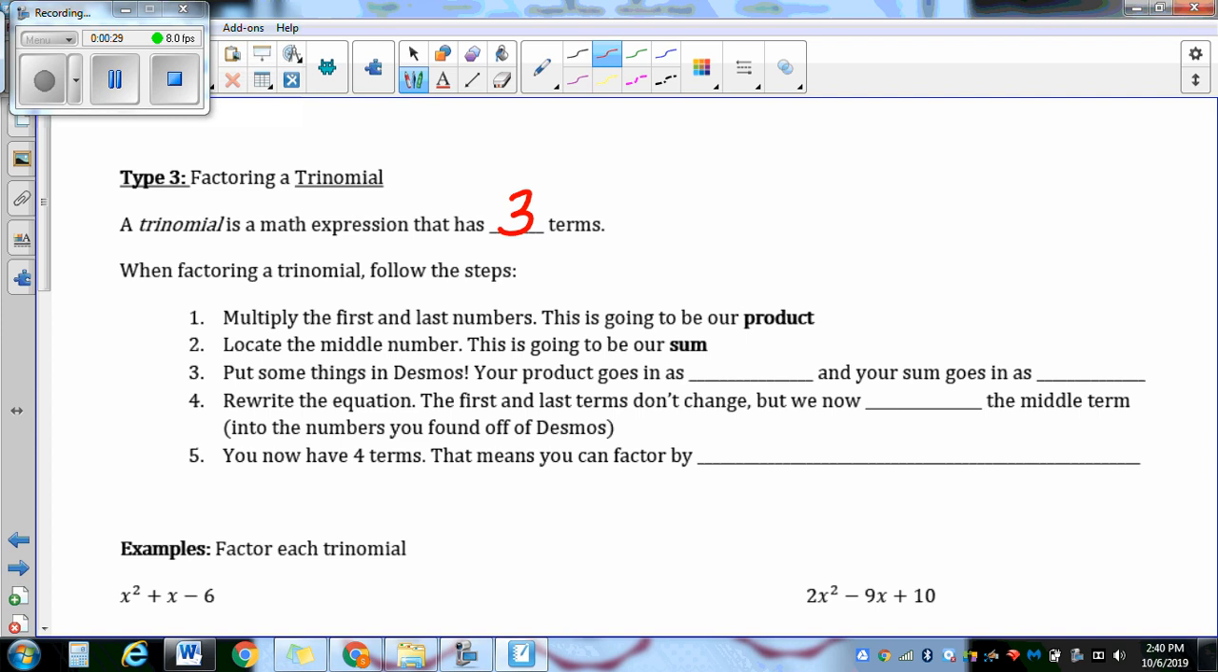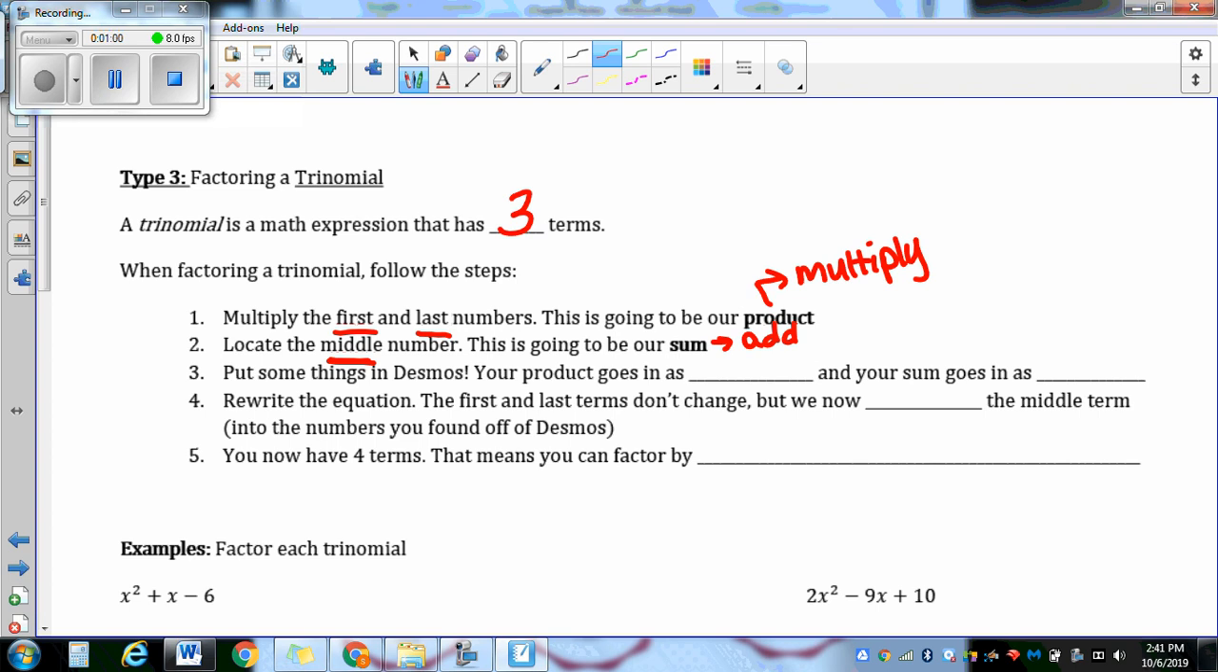So when you're factoring a trinomial, we've got some steps to follow. The first step says multiply the first number and the last number. This is going to be our product. And if you'll remember, product is a fancy math word that just means the answer when you multiply. So product is a hint that we're multiplying something. Then we're going to figure out what the middle number is. This is going to be our sum. And as a reminder, sum is a hint that you add things together.